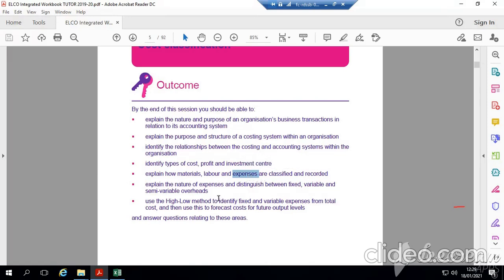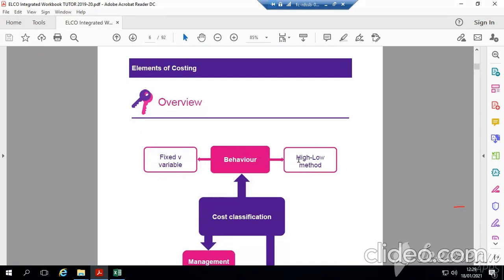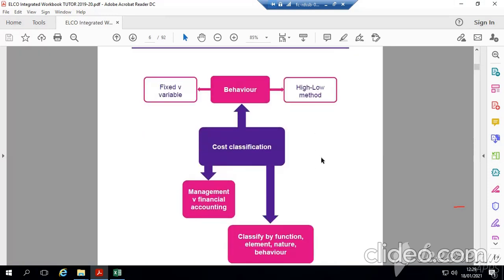Okay, then we're going to explain how to distinguish between the fixed, variable, and semi-variable. For example, what is the fixed cost, what's the variable cost, what's the semi-variable cost. This point is really important. The overview of the chapter is going to be fixed against the variable: what kind of cost is going to be fixed and what is going to be variable, what the differences between the fixed and variable are, and how we can recognize these two types of cost.